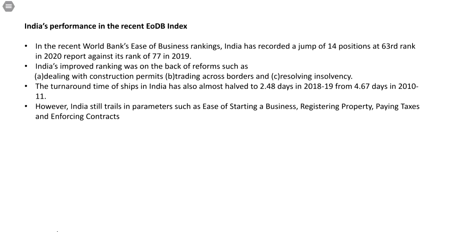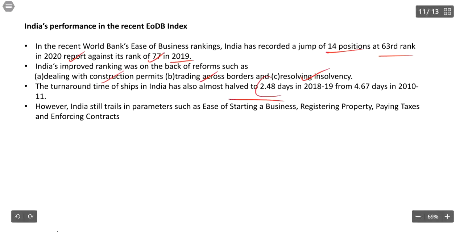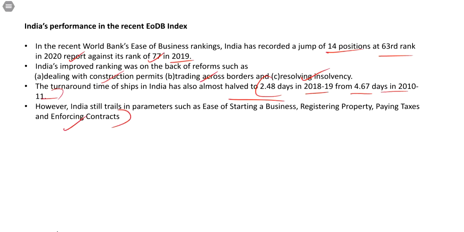Moving on, India's performance in the recent EODB index is also quite important, and can be quoted in your mains answers. In the recent World Bank Ease of Doing Business ranking, India recorded a jump of 14 positions to 63rd rank in the 2020 report against its rank of 77 in 2019. India's improved ranking was on the back of reforms in dealing with construction permits, trading across borders, and resolving insolvency. The turnaround time of ships in India has also almost halved to 2.48 days in 2018-19 from 4.67 days in 2010-11. However, India still trails in parameters such as ease of starting a business, registering property, paying taxes, and enforcing contracts. These points can be quoted in your mains answers, and prelims can ask who releases the Ease of Doing Business ranking report or the important parameters.